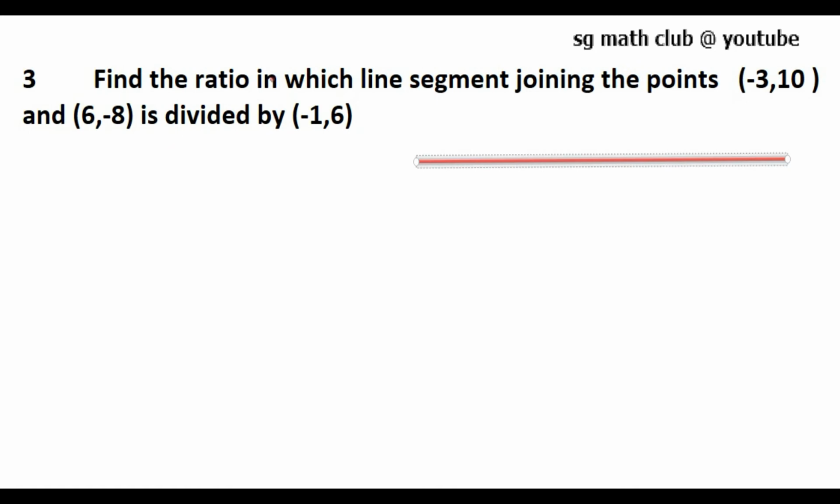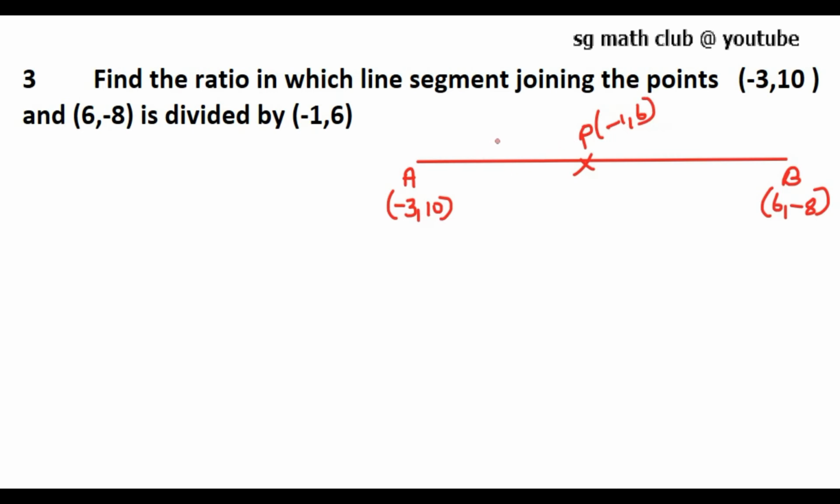The next question: find the ratio in which the line segment joining the points A and B is divided. So let AB be the line segment. Coordinates of A is (-3, 10) and coordinates of B is (6, -8), and the coordinates of P also they have given. P divides the line segment at (-1, 6). We need to find the ratio.